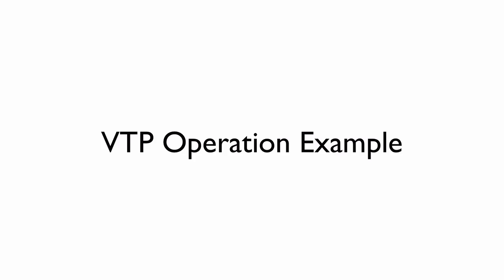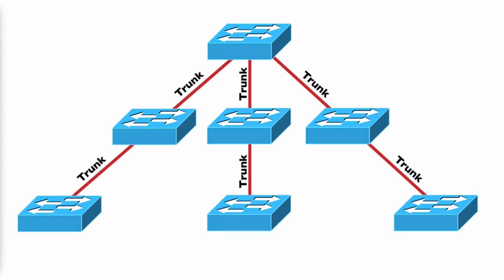Let's go back to our topology now and walk through an example. Let's label these switches as servers or clients or operating in transparent mode. I'll say that the top switch is a server. We'll say we have another server. We've got a client. We've got a transparent mode switch, another transparent mode switch, and finally a server and a client.